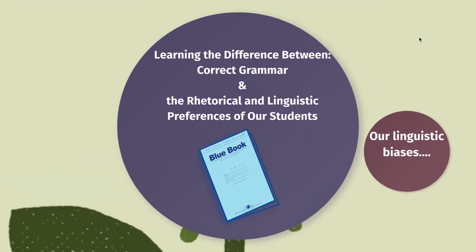There is a difference between correct grammar usage, which is essential to clearly conveying meaning in a paper, and asking students to write in and uphold what is often referred to as academic or standardized English. We believe that it's important to address the difference between common grammatical errors and the rhetorical and linguistic preferences of our students. With this in mind, as educators, it is crucial to interrogate our own linguistic biases, especially when it comes to assessing student writing.